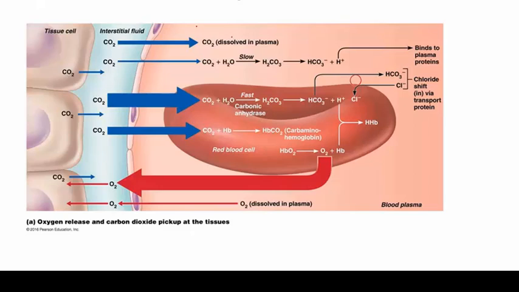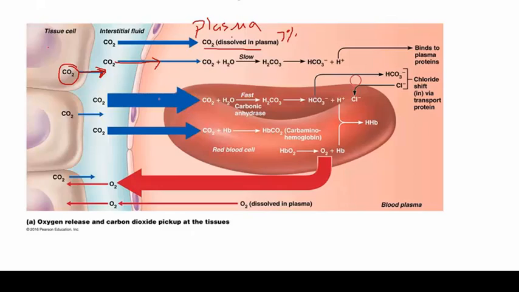So here, this is the plasma. These are the tissue cells. So carbon dioxide is picked up in the tissue, so here's the CO2. It goes in from the cells that generated it into the interstitial space, and then it's going to cross into the plasma, and 7% will just stay dissolved in the plasma, just like that.